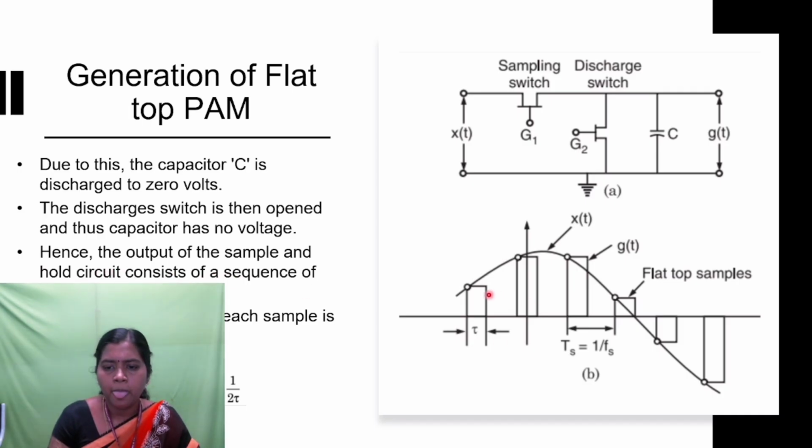If you see, this is the flat top, the top of the pulse. It is flat here. So this is called flat top pulse amplitude modulation. The duration of one pulse is considered as tau, and if you calculate the transmission bandwidth, the bandwidth is always greater than the maximum frequency, which is calculated as 1 by (tau plus tau), which is equal to 1 by 2 tau.